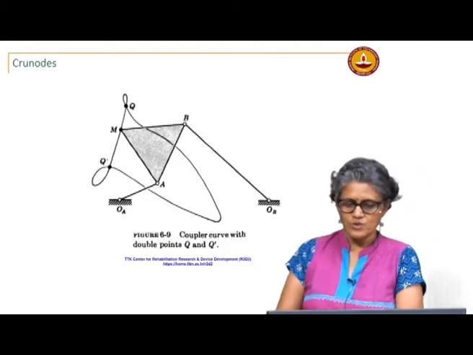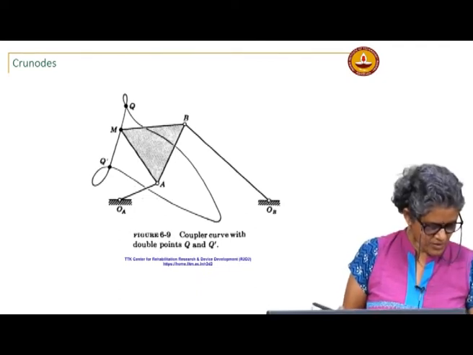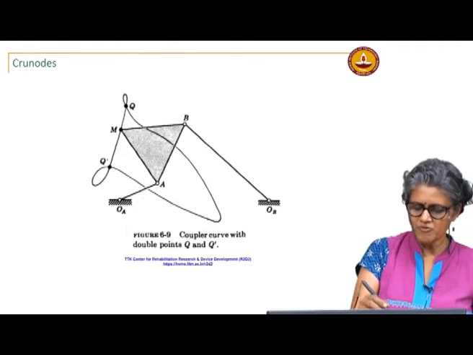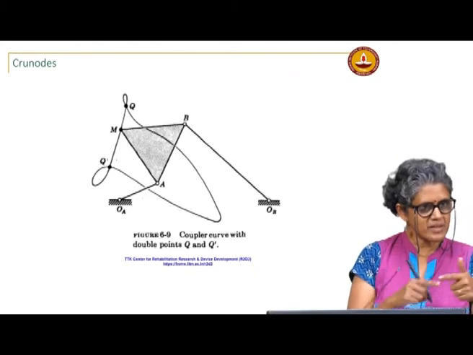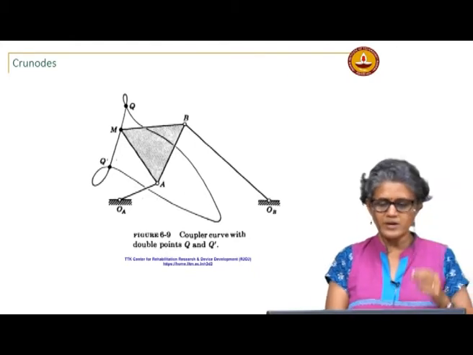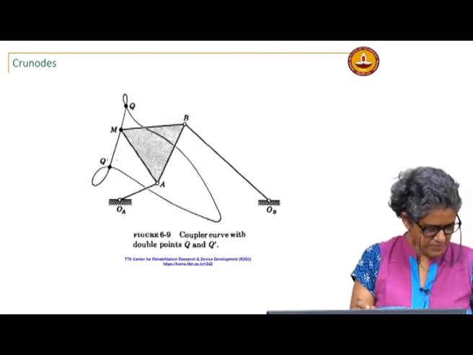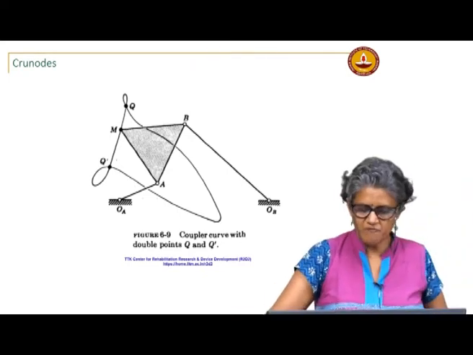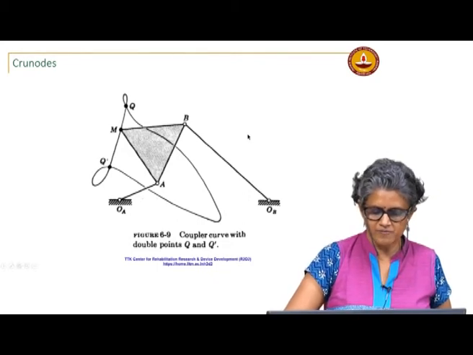Okay. So, a crunode. To locate crunodes, these are like your figure 8 double points, where it comes to that point and then follows a different path. So, it reaches that point twice, but follows different paths each time. Okay. So, let us look at where we can locate a crunode on the coupler curve.